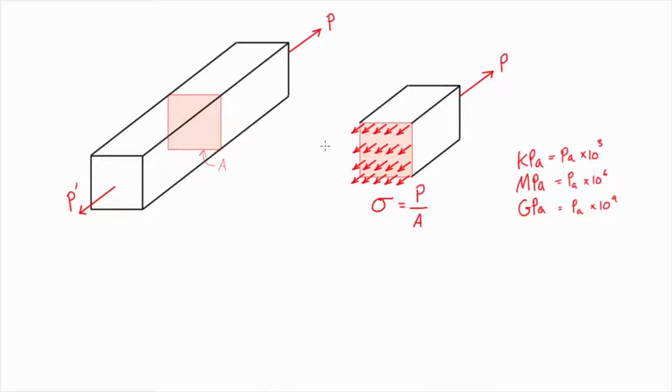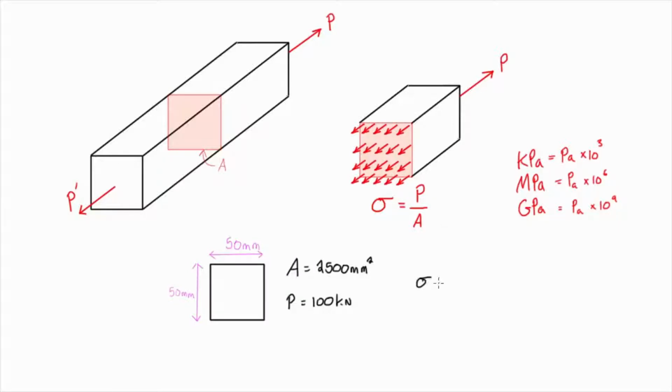So let's imagine in this case that we actually have some dimensions. Let's take our frontal view of this face and say it's 50 millimeters by 50 millimeters. That means we get a cross-sectional area of 2,500 millimeters squared. Let's give ourselves an applied force of 100 kilonewtons. When we want to calculate the normal stress, that's just P over A, our applied force over the cross-sectional area of the member.